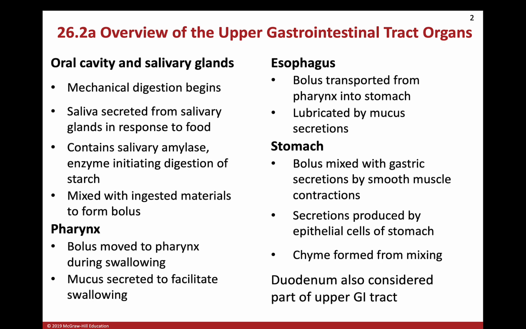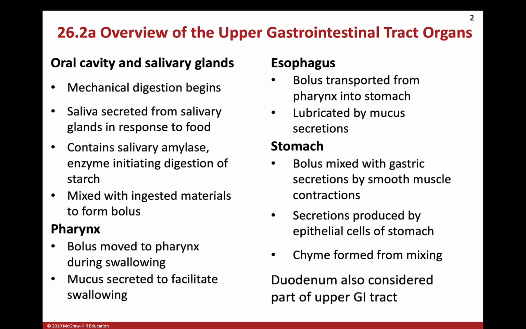In the stomach, the bolus becomes mixed with gastric secretions, and this is due to smooth muscle contractions of the 3 layers of the smooth muscle found within the stomach. Also, there are quite a few secretions that are produced by the epithelial cells of the stomach. The product of this is known as chyme, and chyme is actually what will move into the small intestine for further digestion.